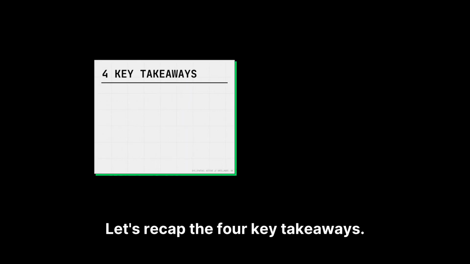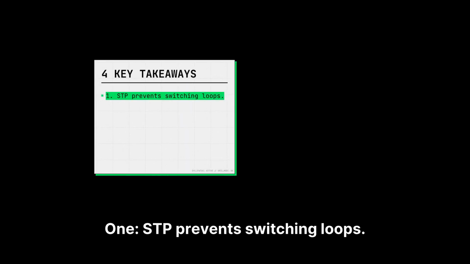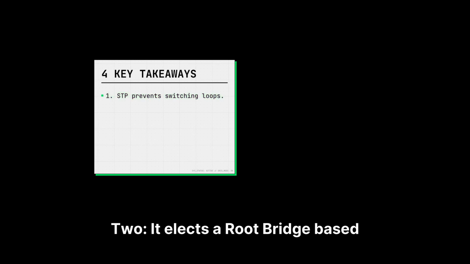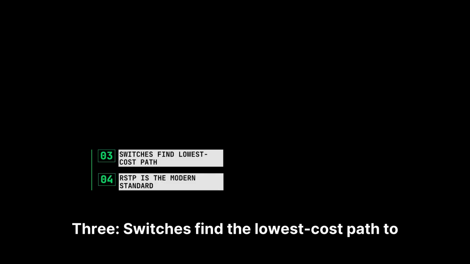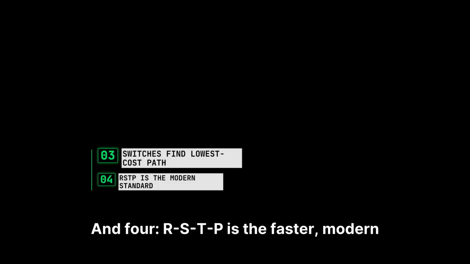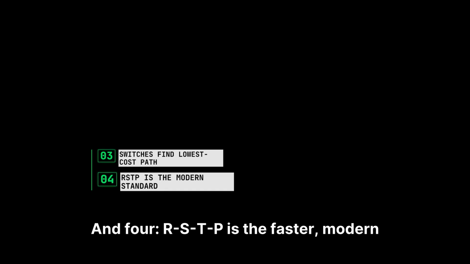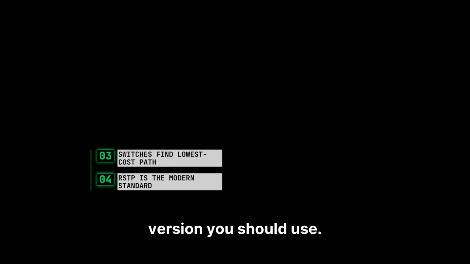Let's recap the 4 key takeaways. 1. STP prevents switching loops. 2. It elects a root bridge based on the lowest bridge ID. 3. Switches find the lowest cost path to the root. And 4. RSTP is the faster, modern version you should use. Now for those interview questions.